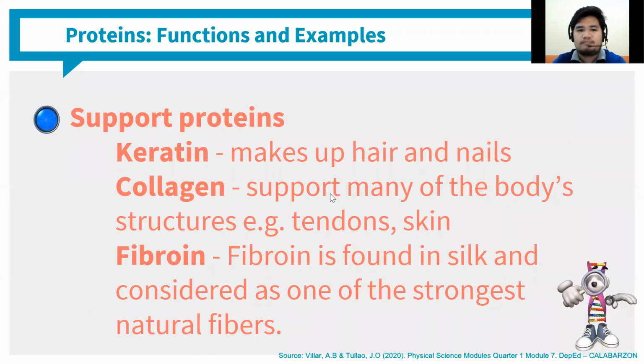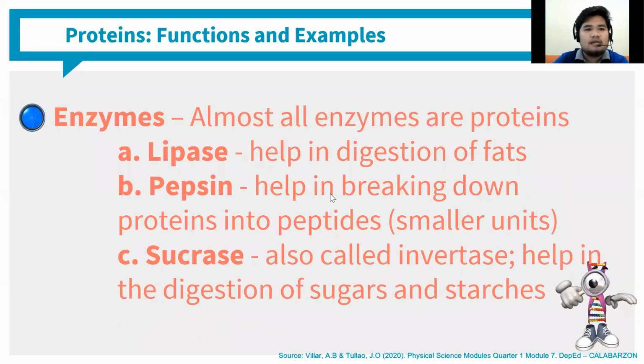Proteins can be support proteins. Like keratin, yun nga yung sinabi natin, makes up hair and nails. Collagen, support many of the body structures such as tendons and skin. Fibroin is found in silk and considered as one of the strongest natural fibers. Proteins can also serve as enzyme. Almost all enzymes are proteins. Lipase help in digestion of fats. Pepsin help in breaking down proteins into peptides or smaller units. Sucrase, also called invertase, help in digestion of sugars and starches.